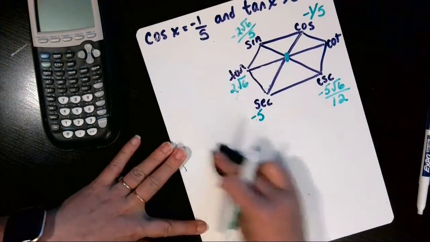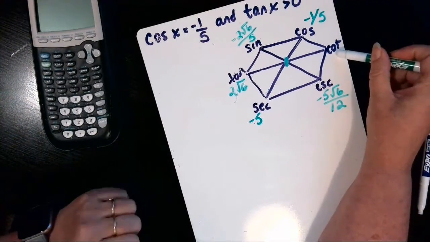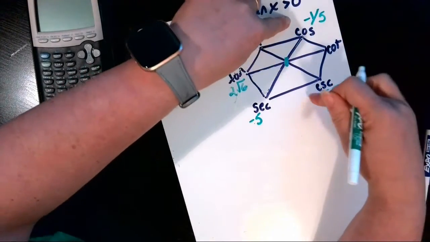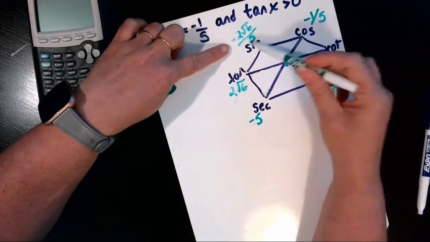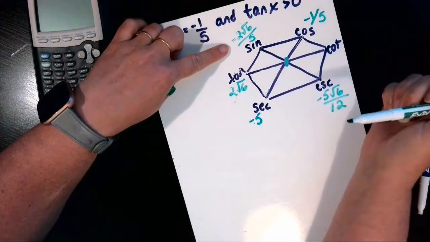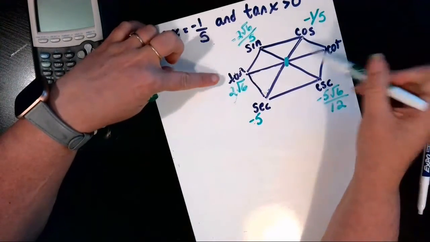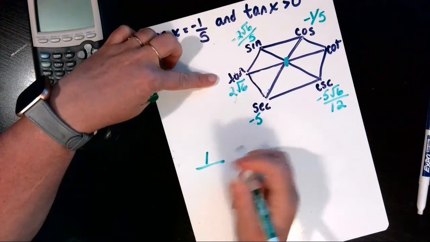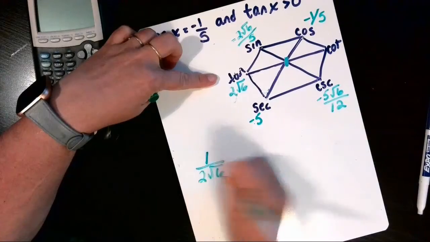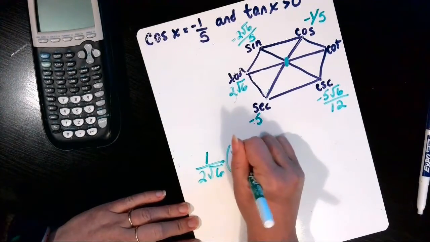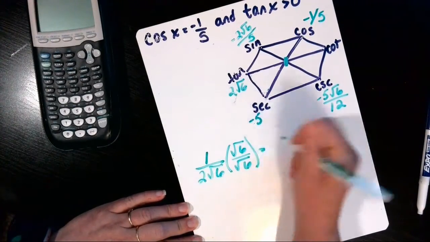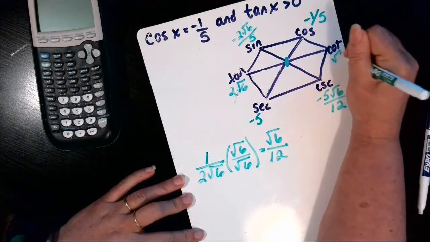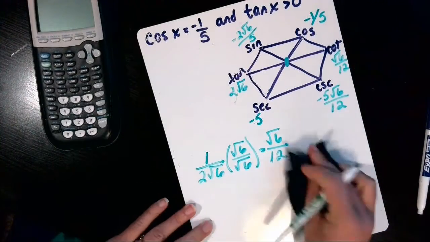And last but not least, we still need to find the cotangent, and we have some choices, right? We could use the product identity here with cosine times cosecant. We could use the quotient identity by taking cosine divided by sine, or cosecant divided by secant. I'm going to, for this one, just go ahead and use that reciprocal identity by getting the reciprocal of the tangent. So when I rationalize that denominator, then I have square root of 6 over 12. And that would be the cotangent.